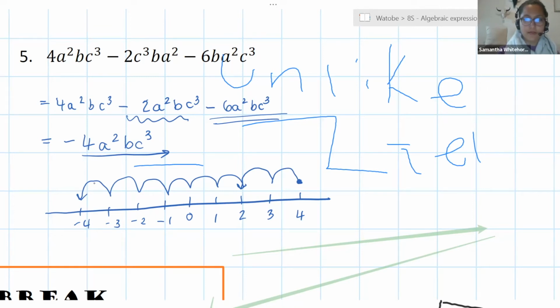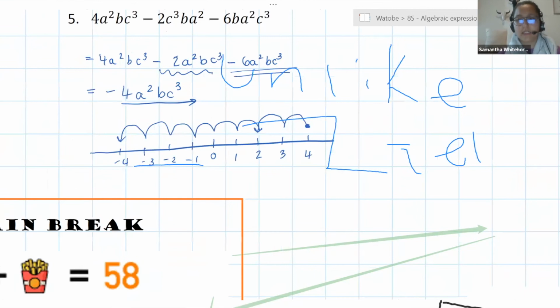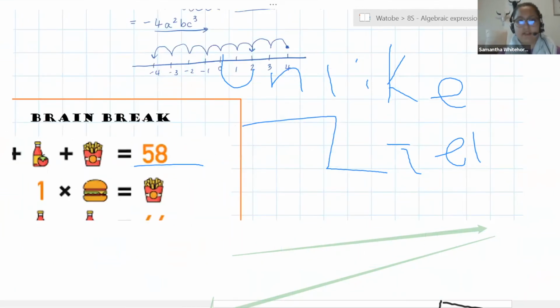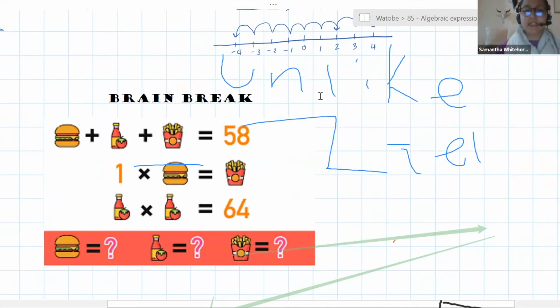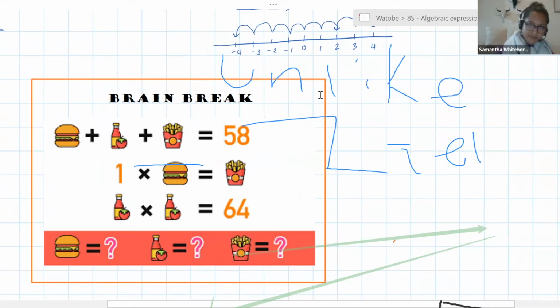Awesome. Great. Okay, so on fire. Well done, guys. Let's get up, let's stretch, let's move. Touch your toes, do some jumping jacks. Take a little brain break for yourselves. See if you can tell me, guys, what the burger, the tomato sauce, and the fries represent as values.